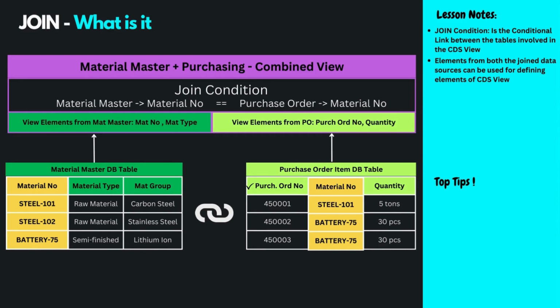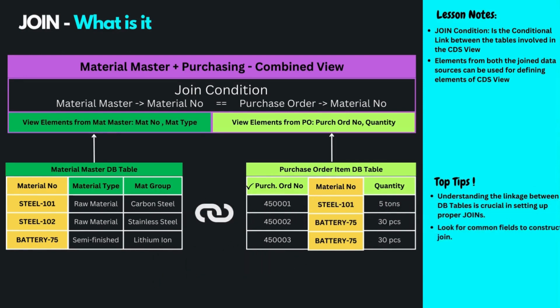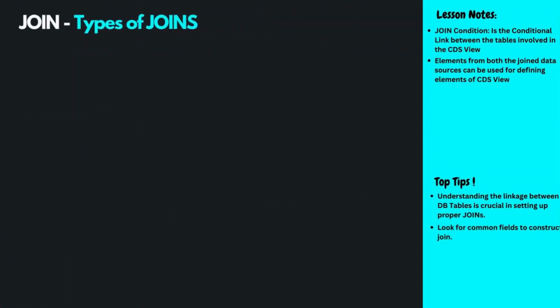Before you construct a join, it is extremely important to understand the logical relationship between the database tables. You have to really understand how the tables are related to one another. And the easiest way to do that is to see the fields that are common between them. In this case, for example, the material number was the common field between both of these tables. There can be more than one field which is common, and you use those fields then in the join condition.